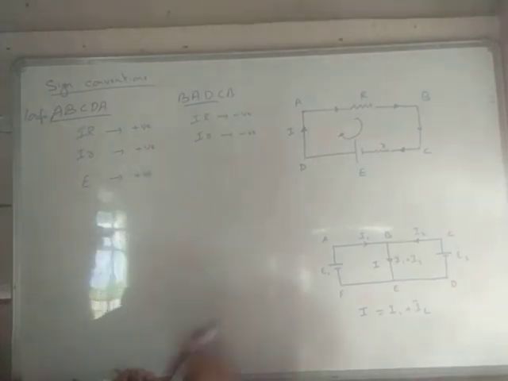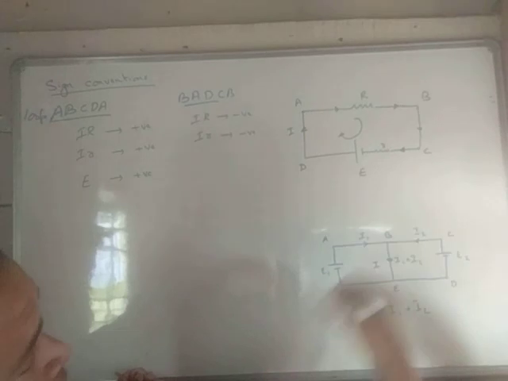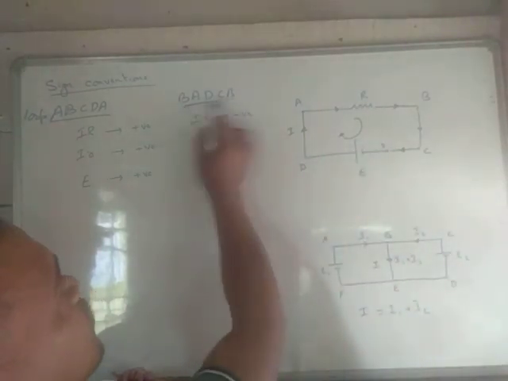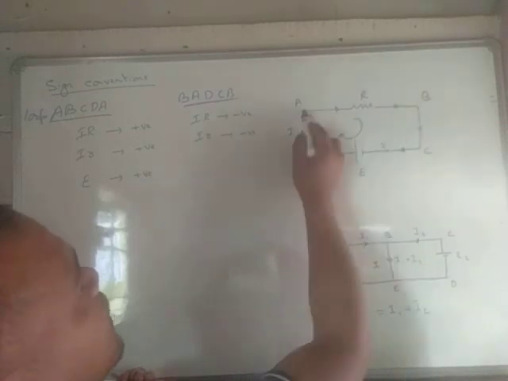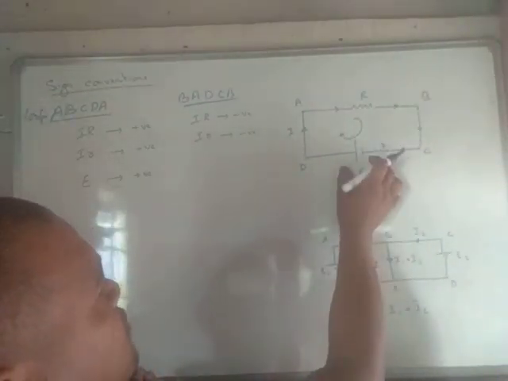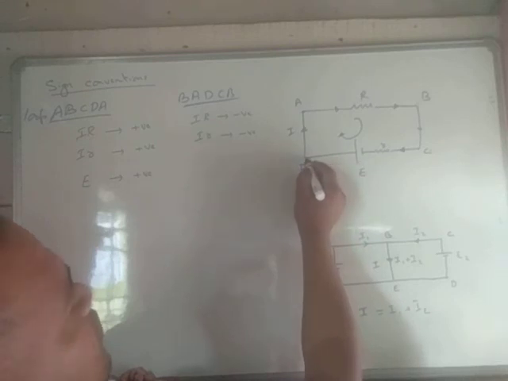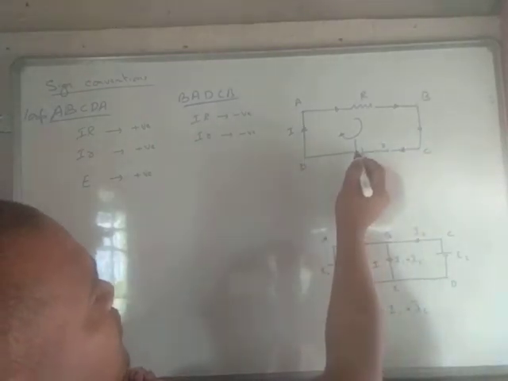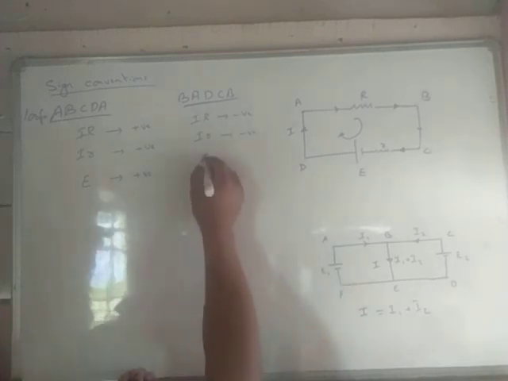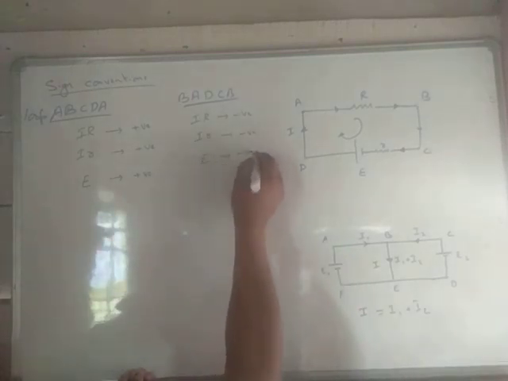But if the direction of traverse across the EMF is from positive to negative, like if you consider the loop BADC, along DC we have this EMF, and since you are going from D to C, it means you are going from the positive to the negative terminal of the cell. So in this case, the EMF of the cell will be negative.